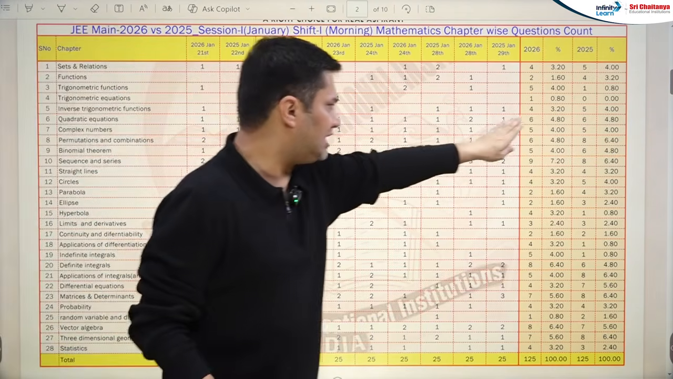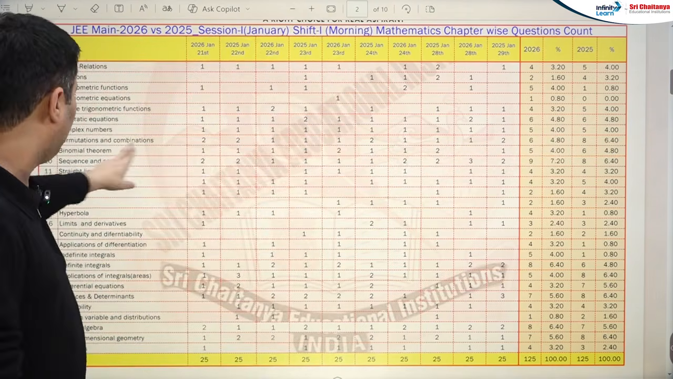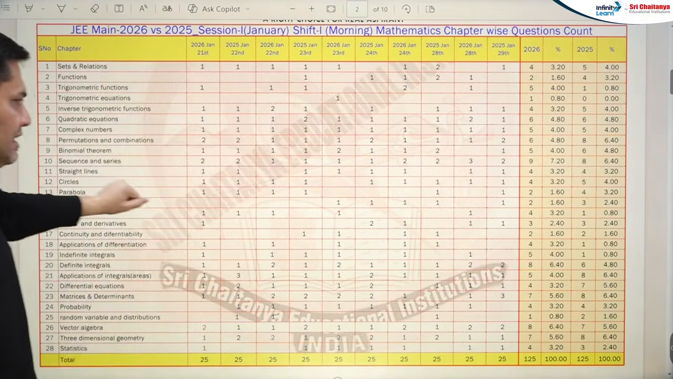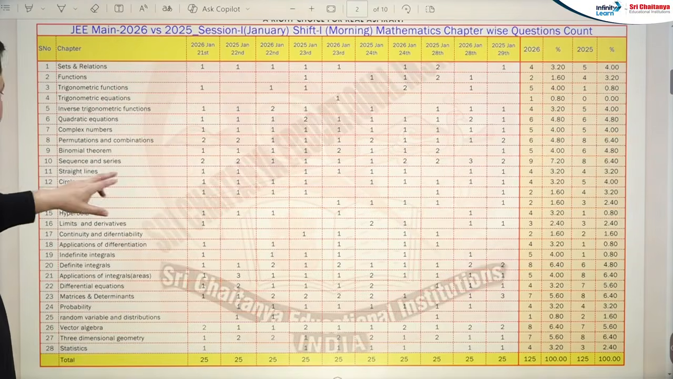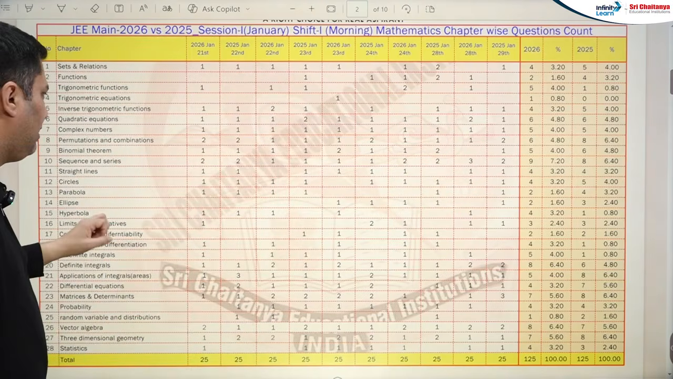Quadratic equation, the weightage has been the same, 6 and 6. Complex, the weightage has been the same. Permutation combination, the weightage has decreased. Binomial, the weightage has decreased. But sequence series, the weightage has increased. So overall, a very high weightage in algebra.